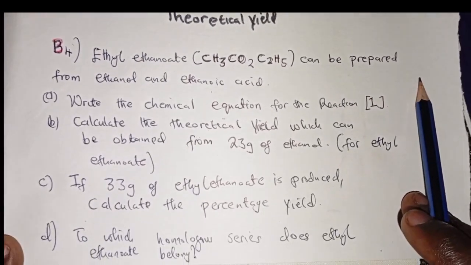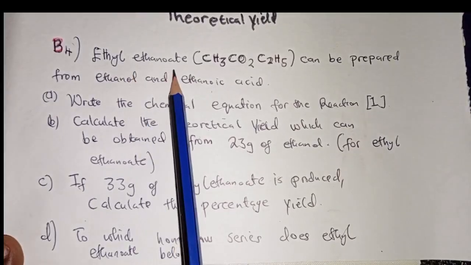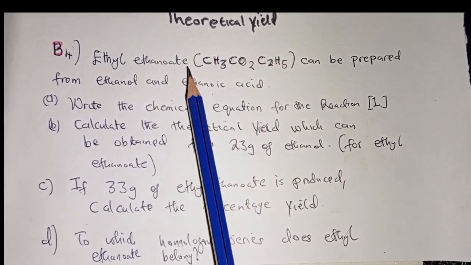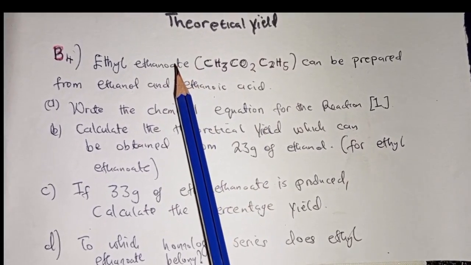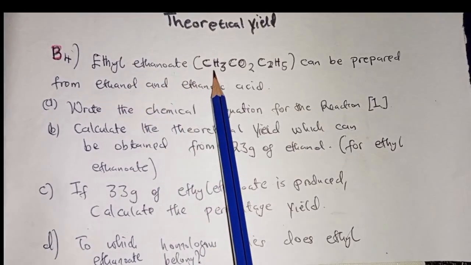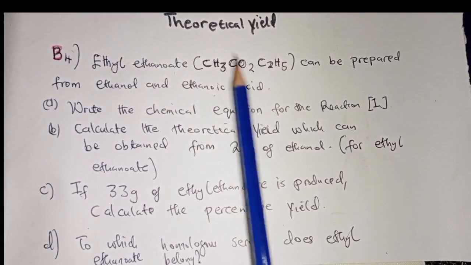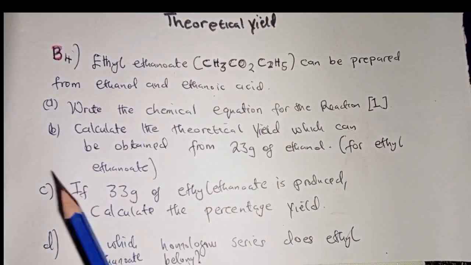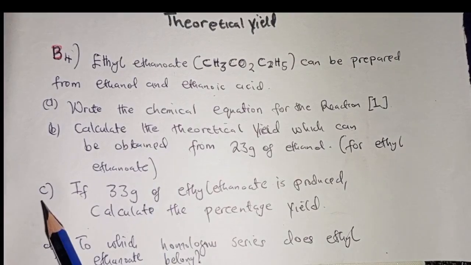So the question says that ethyl ethanoate, given by this formula, okay? So that's the question there that we're doing from that past paper. Ethyl ethanoate, CH3CO2C2H5, can be prepared from ethanol and ethanoic acid. Write the chemical equation for the reaction, okay?